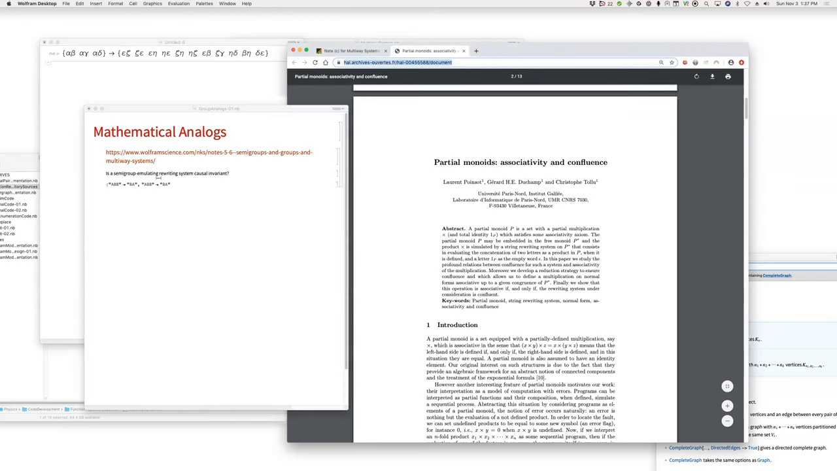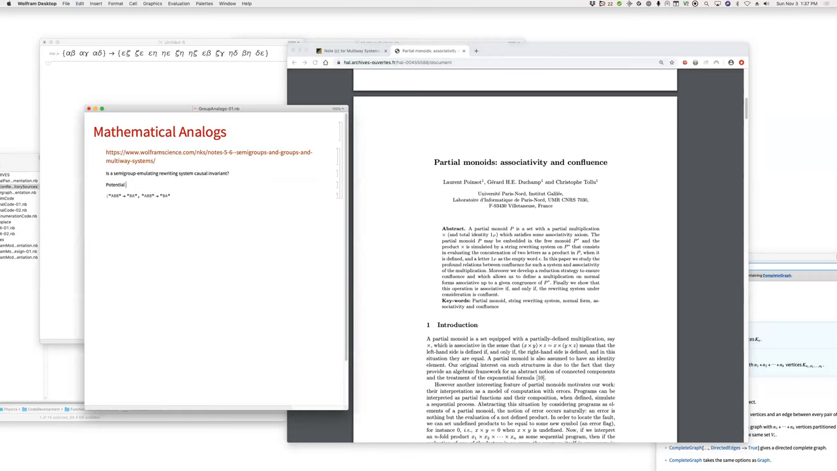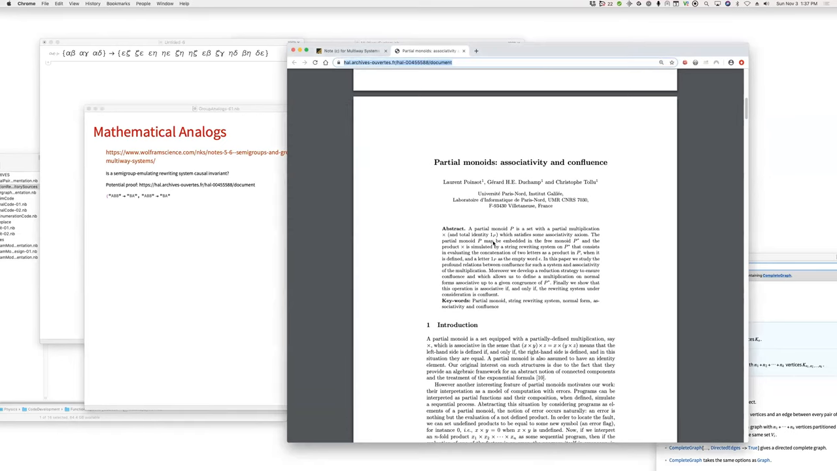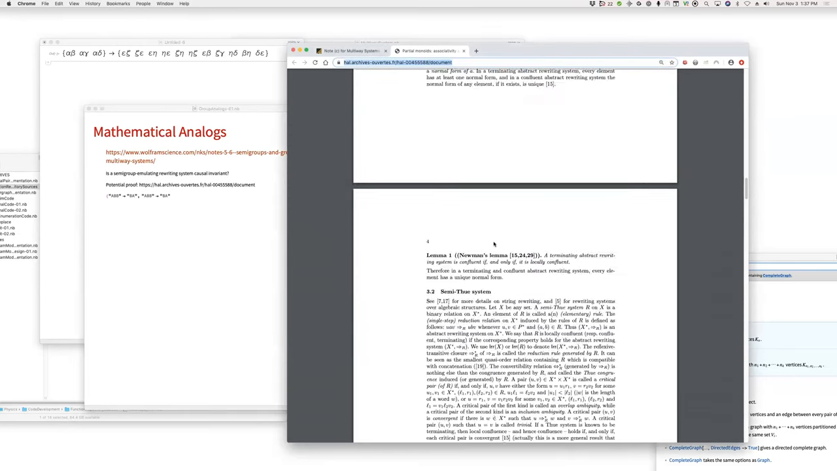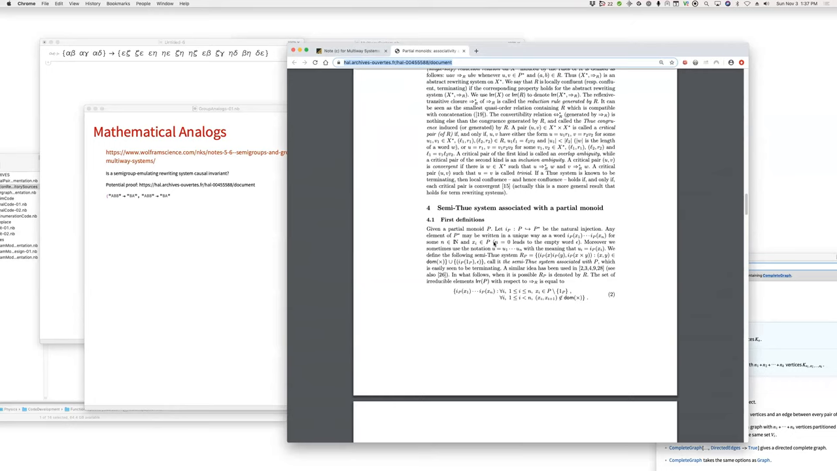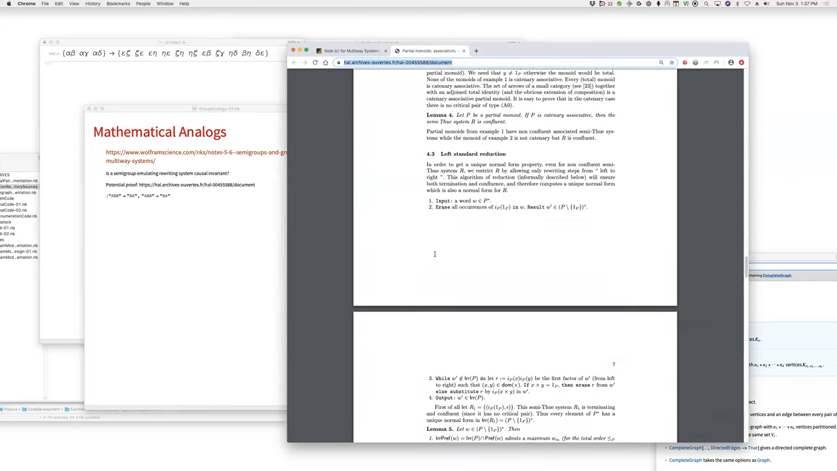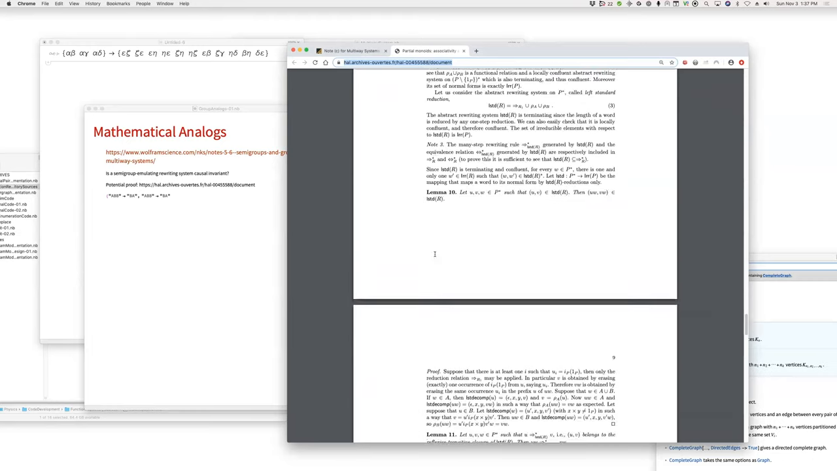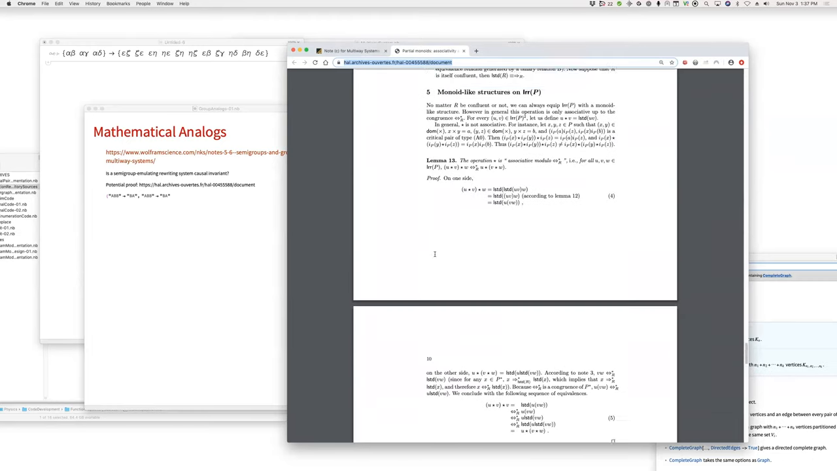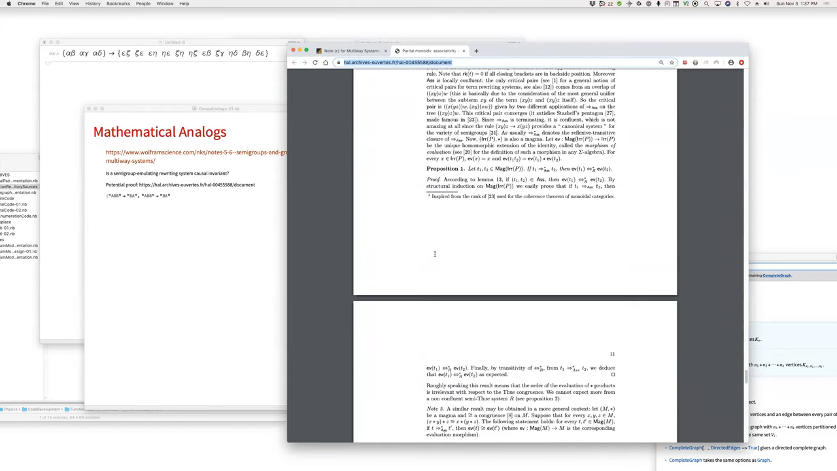Okay. When is this paper from? 2010, I think. Okay, a semi-Thue system is otherwise known as a string rewriting system. Right, exactly. They go to a lot of trouble to establish that.